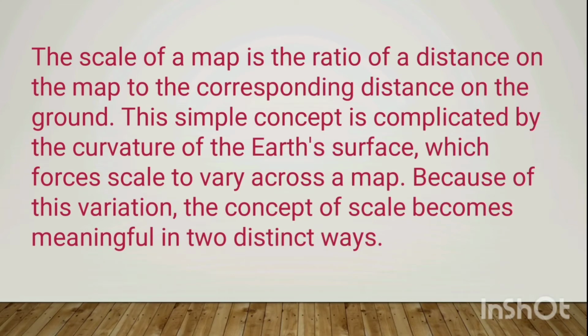The scale of a map, that is the next important element, is the ratio of a distance on the map to the corresponding distance on the ground. So suppose 200 kilometers, you can show it as 1 centimeter on the map. Now this simple concept is complicated by the curvature of the earth's surface, which forces the scale to vary across a map.